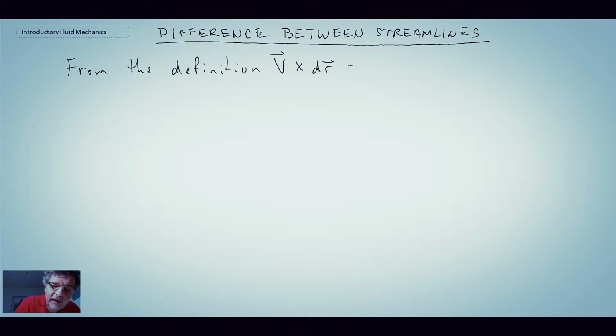And we said that if dr was on a streamline and you cross it with the velocity vector, that would have to equal 0. And consequently, what that means is that the velocity vector is always tangential to a streamline, or a line of constant stream function. So there can be no flow across a streamline.